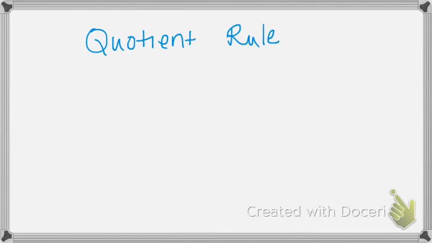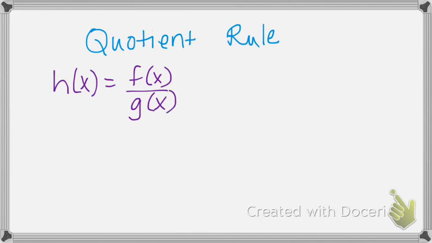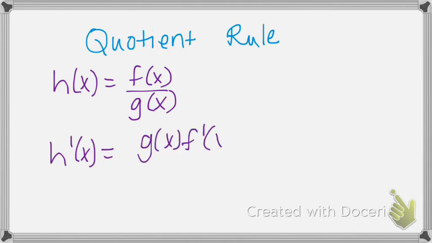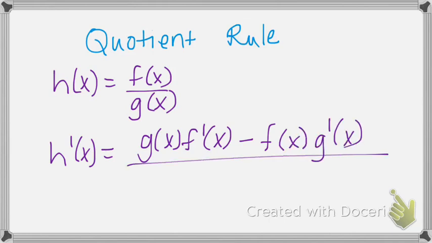Alright, the quotient rule is a little bit longer, but a similar process. So let's say that you have h of x is f of x over g of x, and you want to find the derivative. Here's how you do the derivative. It's g of x times the derivative of f of x minus f of x times the derivative of g of x, over the bottom squared.